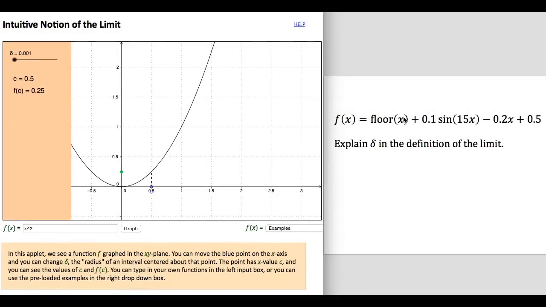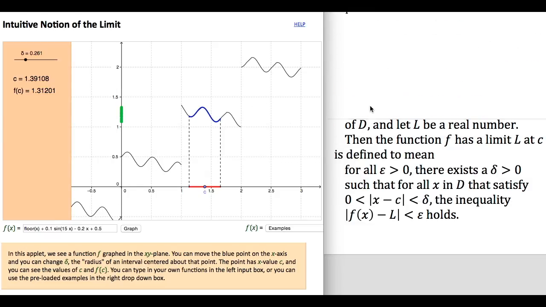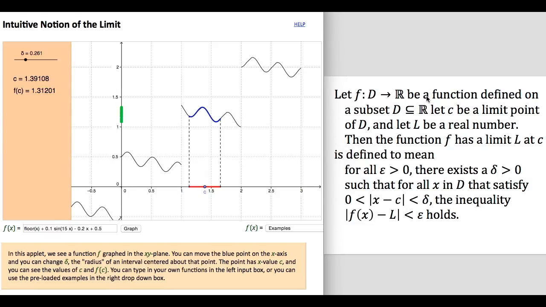Now let's take a look at the function that we saw a second ago when we first loaded the applet. So just hit refresh. Let's talk about delta, and let's reference the definition of the limit. So as you can see, this function has a floor function, it has some signs, it has a bunch of stuff in it. The function itself is irrelevant, it's just unique. Let's take a look at the definition of the limit.